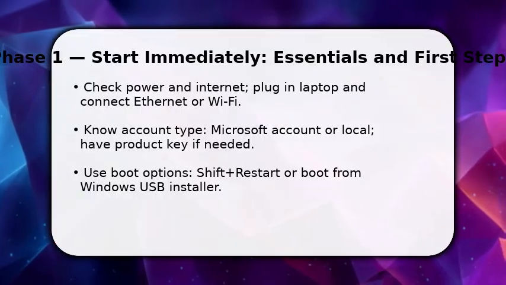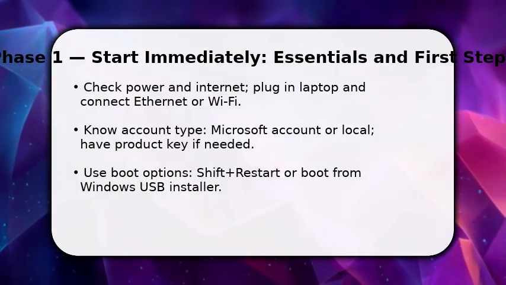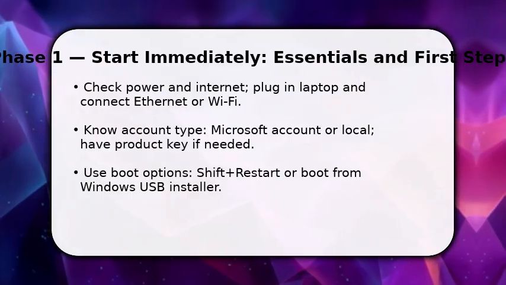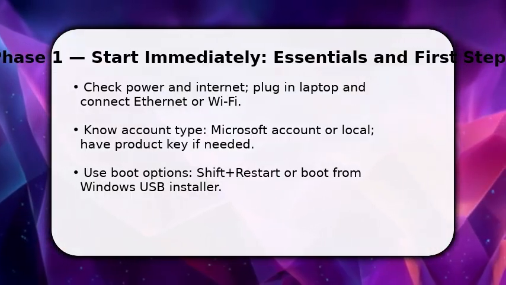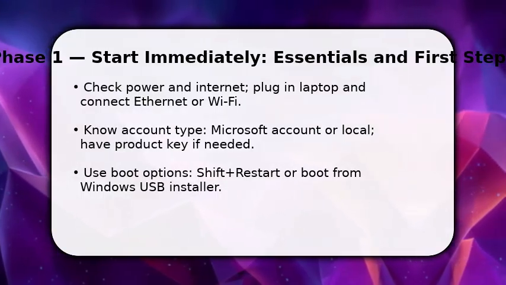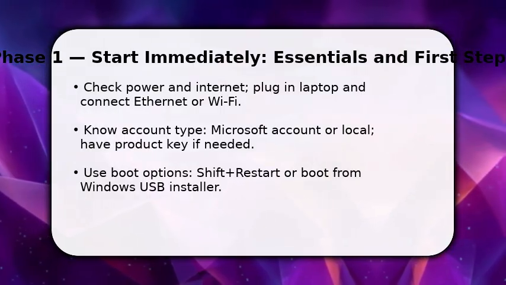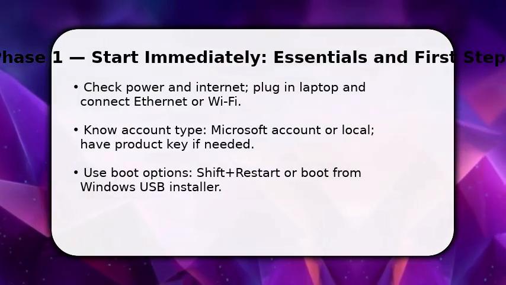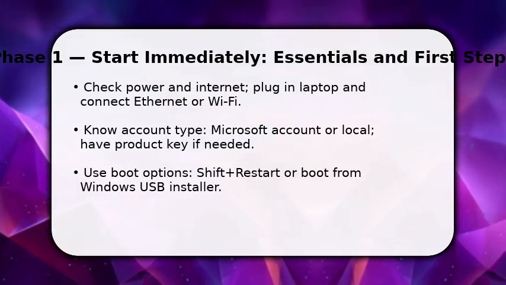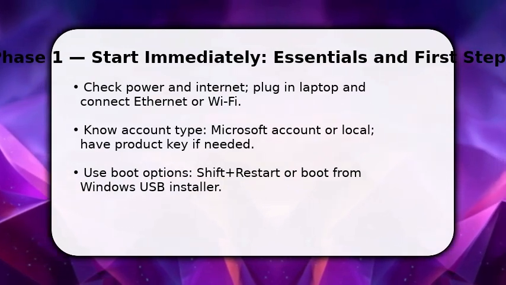You're starting the reset now. Power on, plug in, and connect the internet to download recovery files if needed. If you can't log in, hold Shift and click Restart from the sign-in screen or boot from a Windows USB drive. This launches recovery environment. Why this matters? Recovery mode bypasses the locked profile and exposes full reset tools. Once recovery appears, choose Troubleshoot to access reset options. Make sure to confirm power is stable to avoid corruption during system image operations.